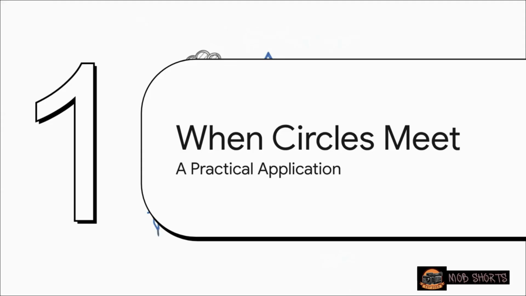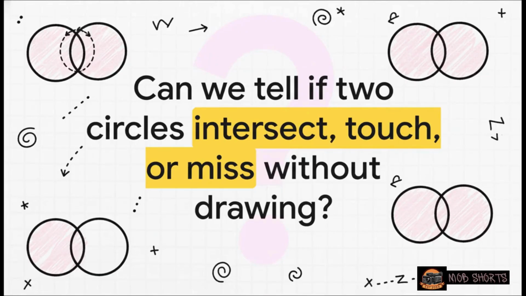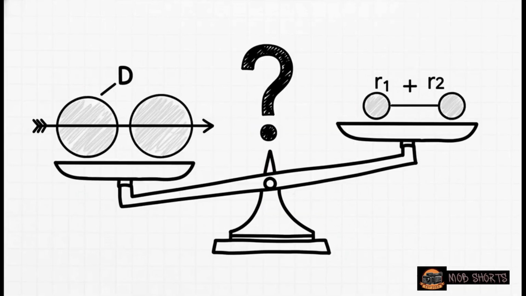Okay, so why does all this algebra even matter? I mean, it's cool that we can find the center, but what's the point? Well, these equations let us do some really cool stuff, like predict how shapes will interact with each other without even drawing them. So here's a question for you. Let's say you have the equations for two different circles. Can you tell if they're going to intersect, just barely touch, or completely miss each other using only the algebra? The answer is a resounding yes. And it all comes down to a really simple comparison.